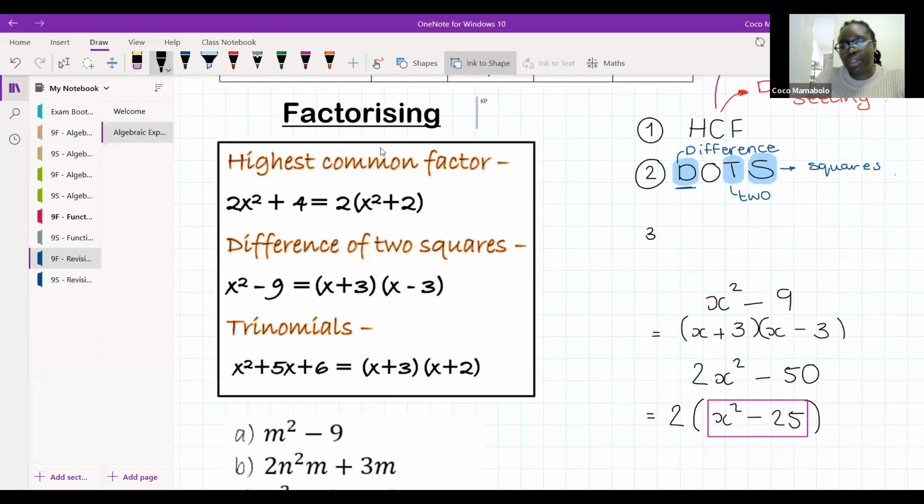All right, number 3 is a trinomial. Okay, trinomial. What do we know about trinomials? How many terms do we get in trinomials? Good, we get 3 of them. Excellent.